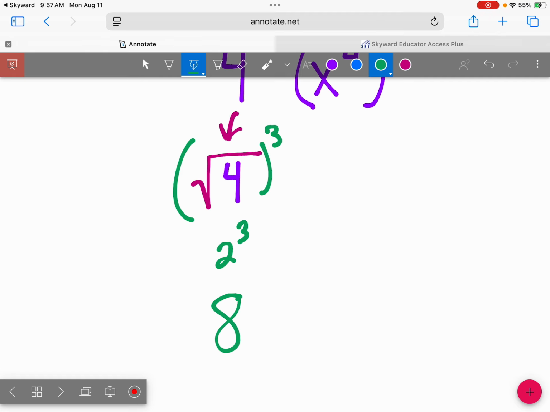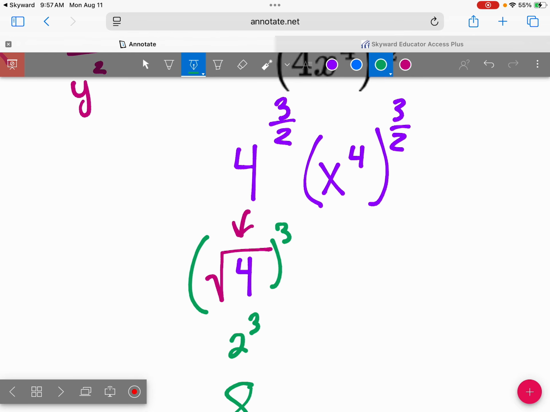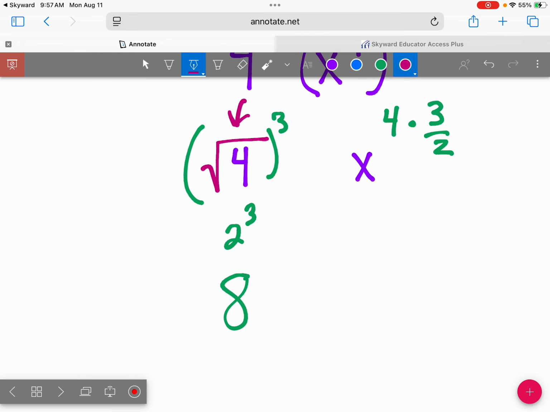Okay, so you can absolutely do it that way. We can look at our x to the 4th to the 3/2, and you can 100% do it that way. You can set it up with square root of x to the 4th and then cube it. Or with this variable piece, we can take our x to the powers over powers, and we're going to multiply our 4 times 3/2. What is 4 times 3/2? 6. So we're going to wind up with x to the 6th.